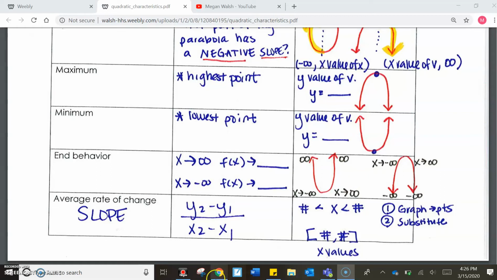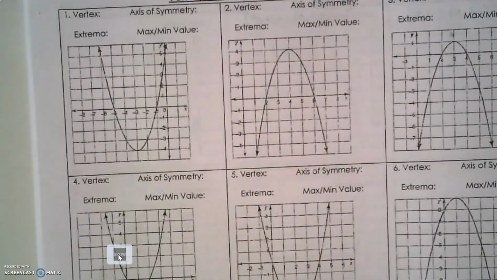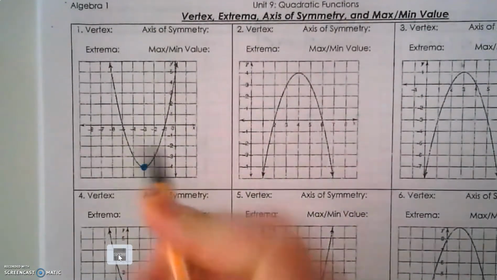So let's look at page 12 for some examples. So here is my vertex. It's that point in the middle of my graph. That's an ordered pair of (-3, -4).